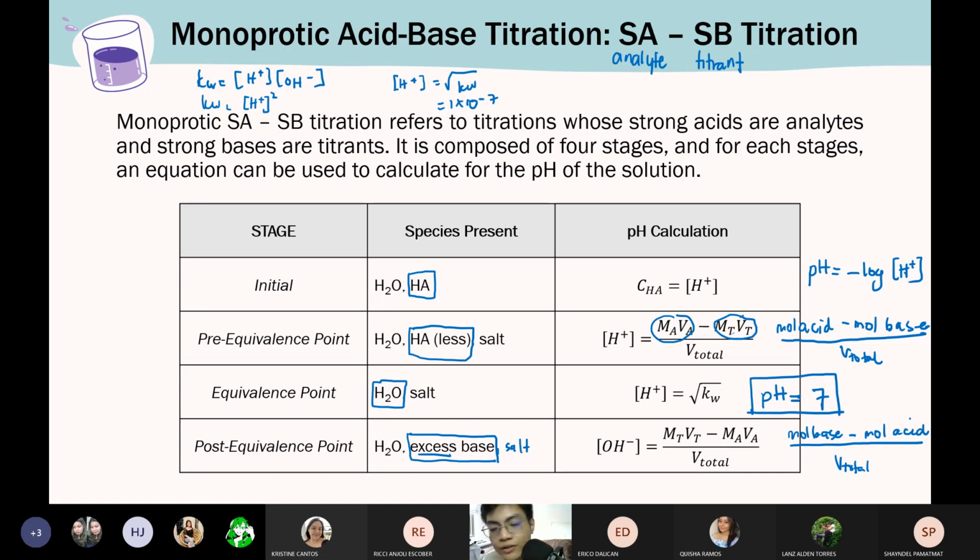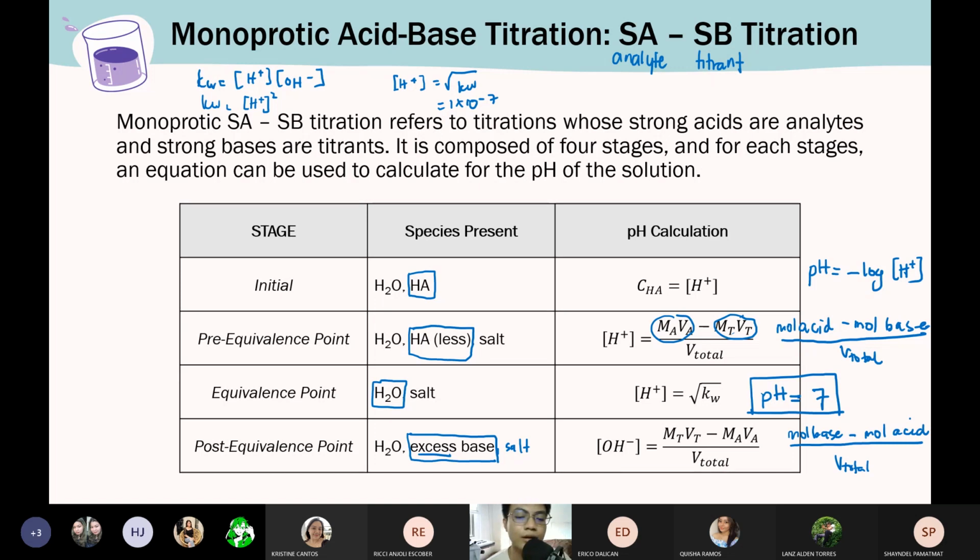And of course, over the volume total, this is just for the dilution na that will happen. Kasi di ba nagdadagdag ka ng volume ng titrant, so nadidilute sila. So that's why we have to divide them by volume total.